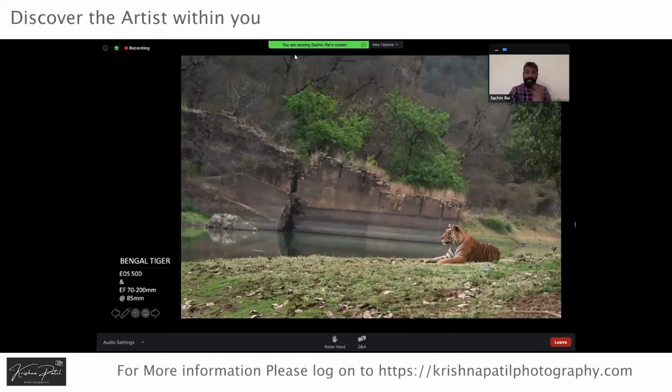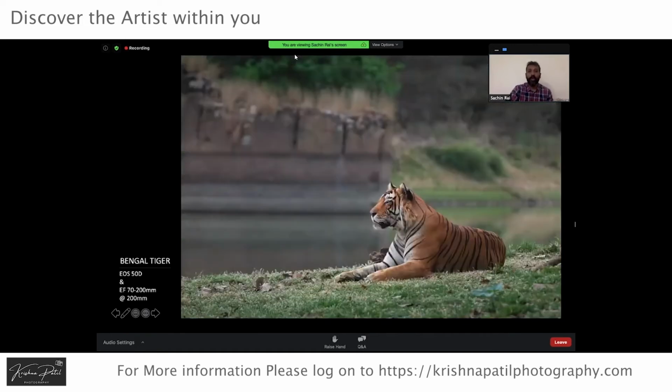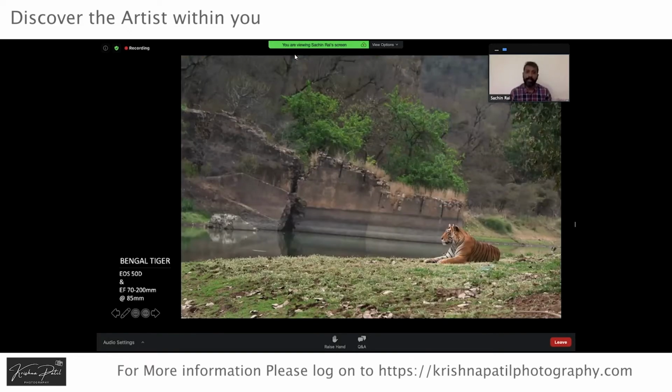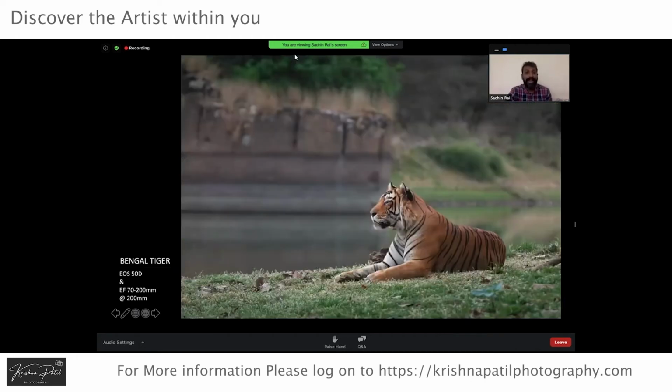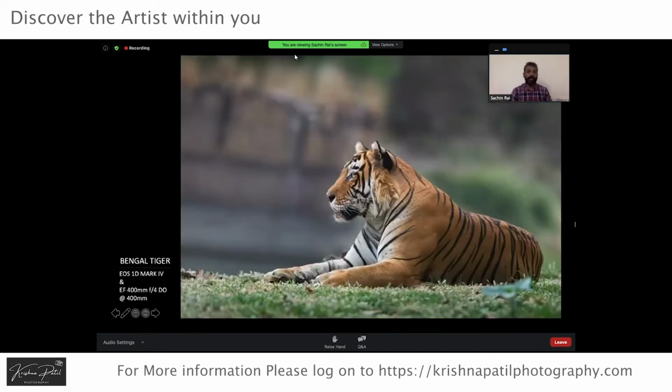You see, notice the difference? Same place, same angle, everything is the same. This is at 85 mm, this is at 200 mm. So if you have a slightly longer reach, you'll be able to get a better picture or a different picture, because better is very subjective. What I may like... If I am going to write an article or a blog, I would use this picture. But if I am on Instagram, I would use this picture.